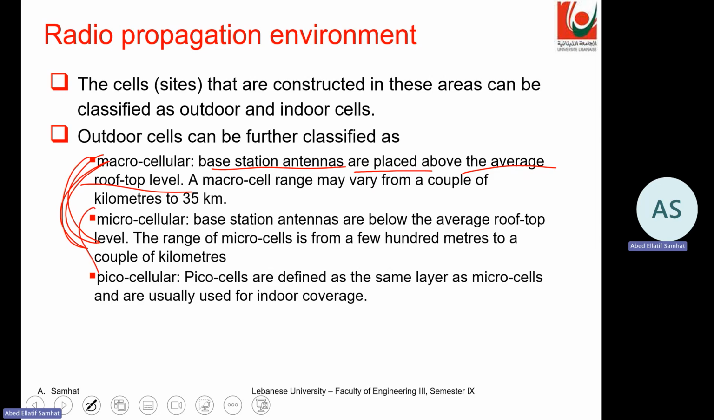For the micro cell, its base station is below the average rooftop level, and its range is a few hundred meters up to a couple of kilometers. So it's typically the base station that we have in urban areas, and macro cells are typically in suburban or rural areas. And picocells are defined at some layer as microcells, and they are usually used indoors, for example, to cover an indoor parking lot or a commercial center and so on.